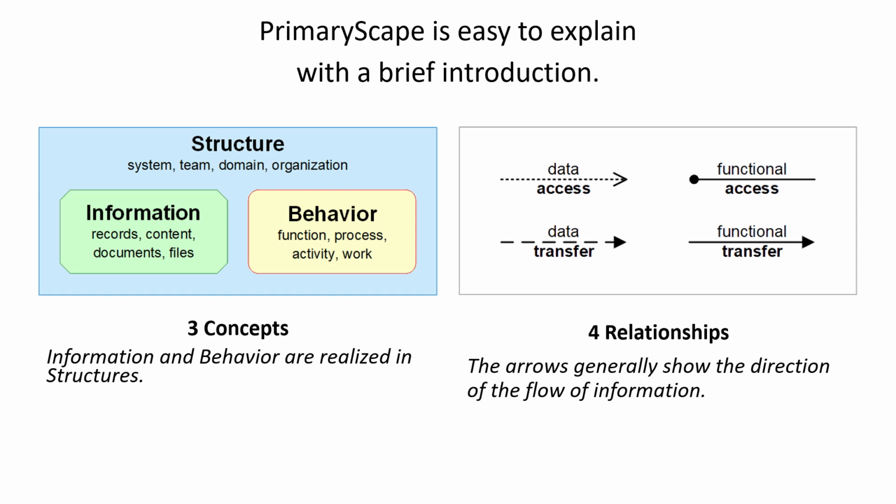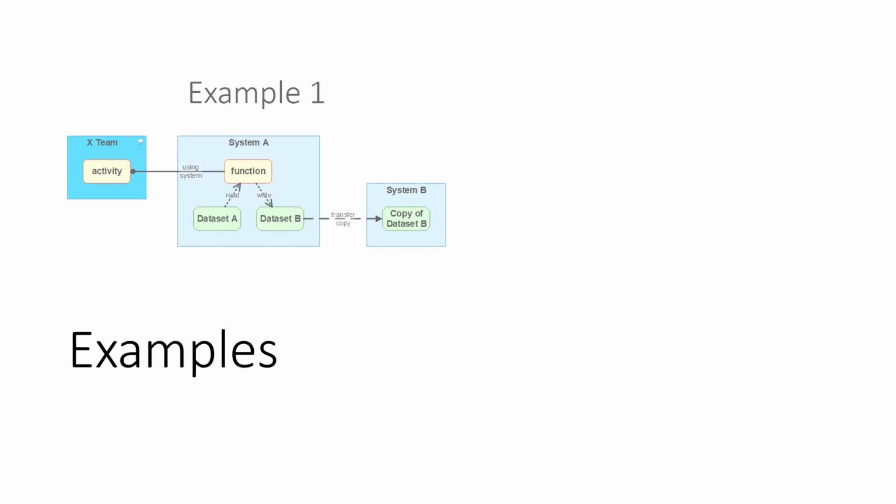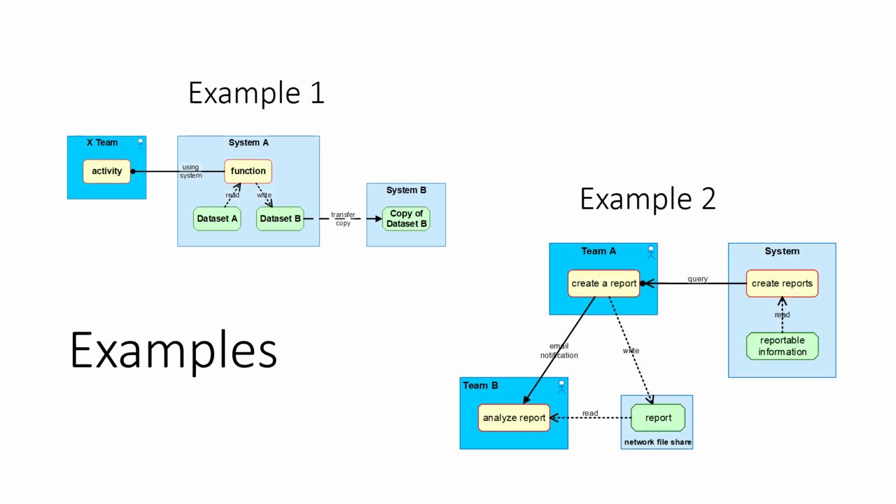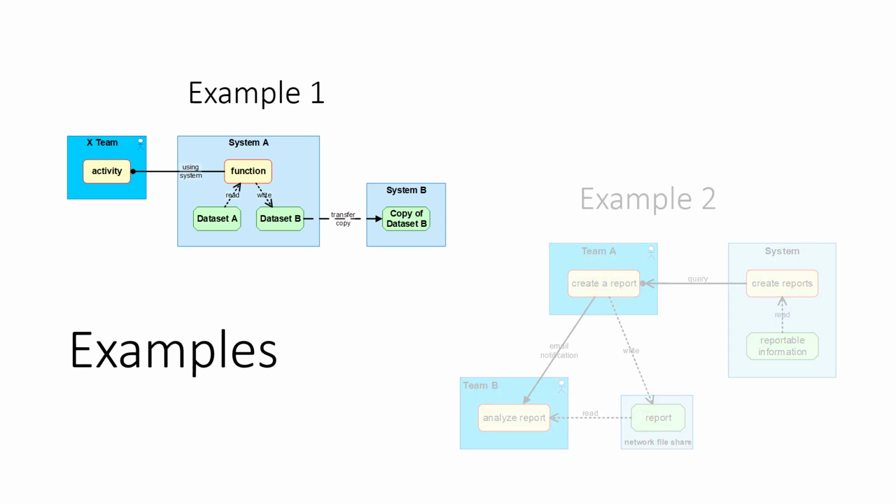This is just about all the introduction you need for new people to get a basic understanding of any PrimaryScape diagrams that are shown to them. If nothing else, just understanding that structures are blue, information is green, and behavior is yellow will go a long way. Now let's show some simple examples to further illustrate how this works. I've included two simple examples to show how the PrimaryScape concepts and relationships can describe systems. Let's start with the first example.